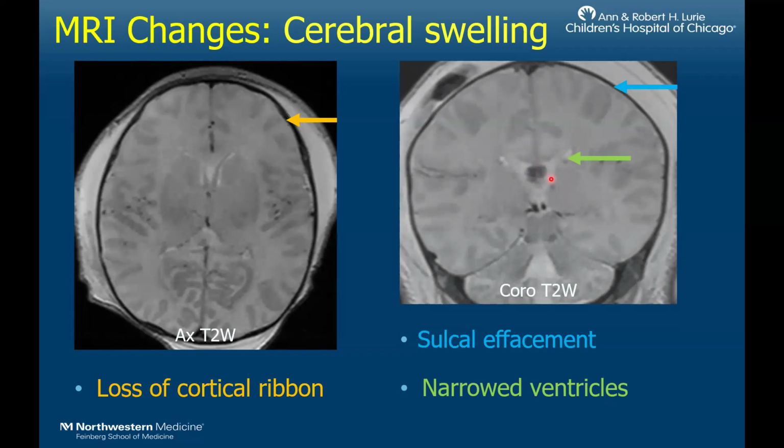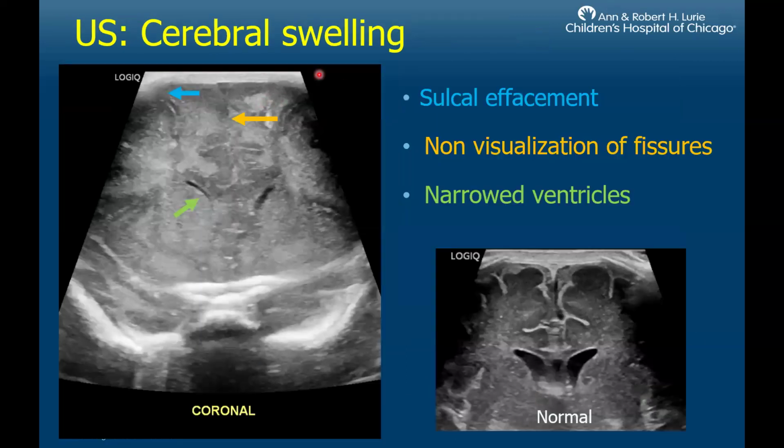And here's that hemorrhagic focus again. And then you see the same findings on ultrasound. So this baby ended up having multiple exams, and here you can see the sulcal effacement, the non-visualization of fissures, and really severely narrowed ventricles. And here's a normal just for comparison. And there's all that extensive diffuse parenchymal increased echogenicity here, both in the deep gray, subcortical, and deep white matter, very extensive and bilateral.